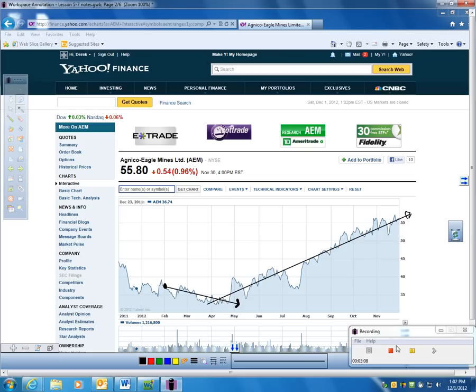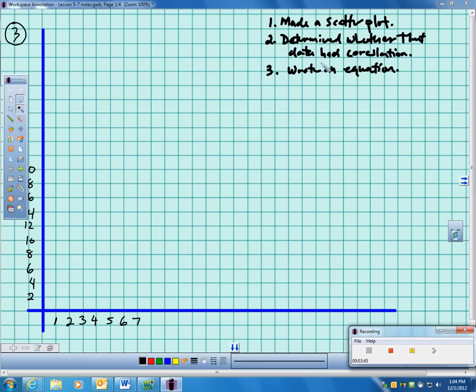I'm going to pause the video here just a second so I can get back to my other screen. Okay, being back on this screen now, back in the last section, we made a scatter plot. We determined whether that data had correlation. We wrote an equation. What I'm showing you in this section, Predicting with Linear Models, is that after we do these things, we can use this information to predict future results or current results. This whole process is called linear regression.